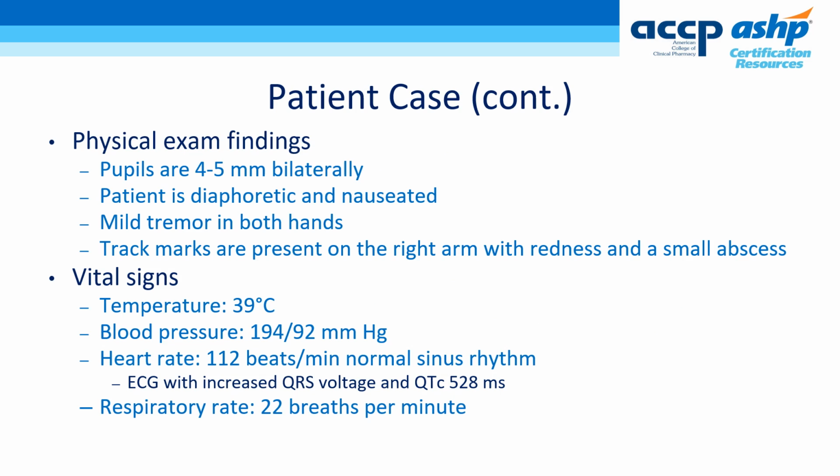Upon examination, his pupils are 4 to 5 millimeters bilaterally. He looks very uncomfortable. He's sweating with a mild tremor in both hands and states he's very nauseous. During your physical exam, you notice that he has track marks on both arms with a small abscess near the elbow crease on the right arm. He is febrile at 39 degrees Celsius, which equates to 102.2 degrees Fahrenheit. He's hypertensive, which he states is his baseline, tachycardic, and when viewing the ECG, you see that he has a prolonged QTc of 528 milliseconds, and he has a respiratory rate of 22 breaths per minute.